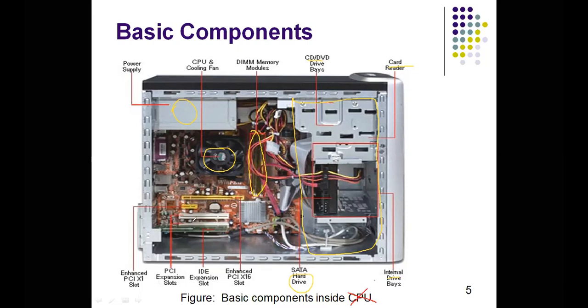Then we have some other expansion slots. You can see this white, this yellow. Here you will get some other expansion slots. These slots we basically use for a TV card, sound card, graphics card. To add those cards we use these expansion slots.